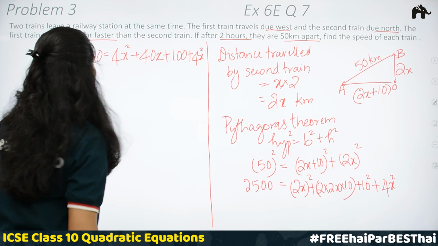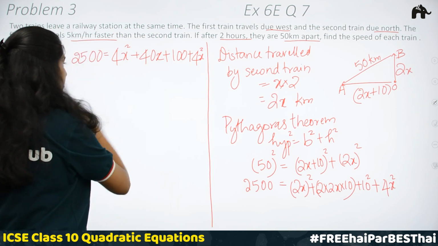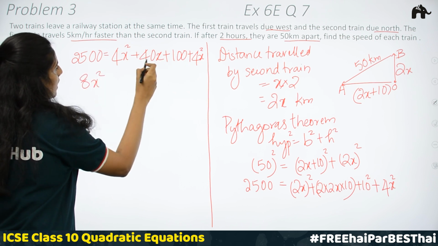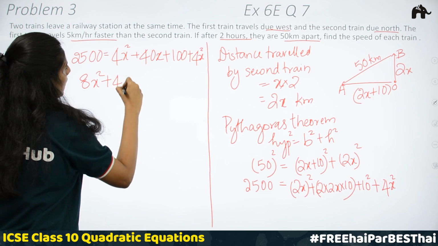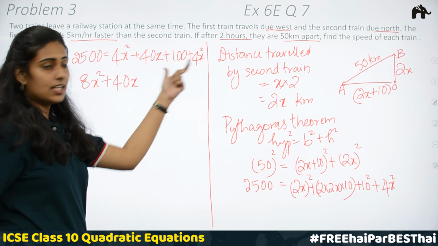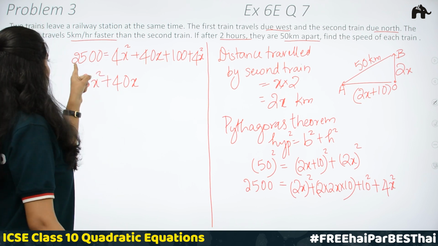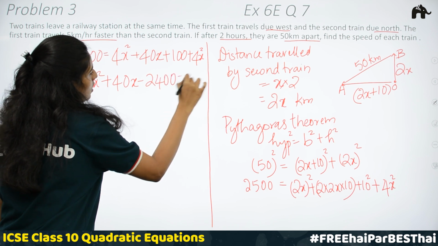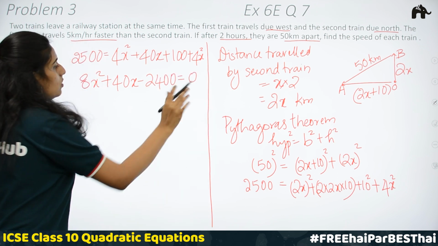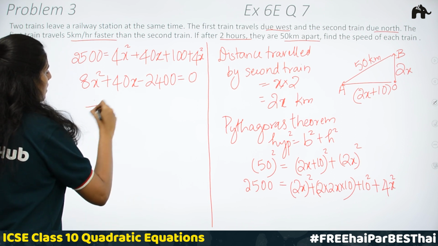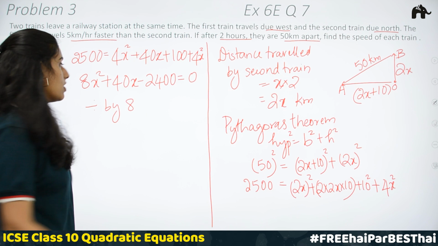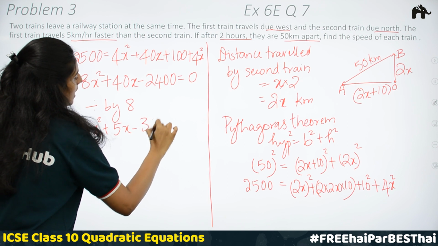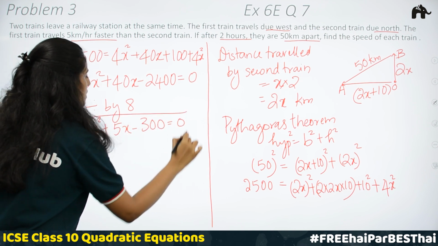Taking every term to the left hand side, we get 4x square plus 4x square is 8x square, plus 40x plus 100, and this becomes minus 2500, that is minus 2400, is equal to 0. Okay. Now we just need to solve this. Dividing throughout by 8, we can simplify the quadratic equation. We get x square plus 5x minus 300 is equal to 0. This is our simplified quadratic equation.